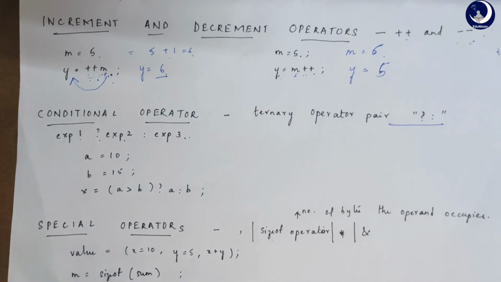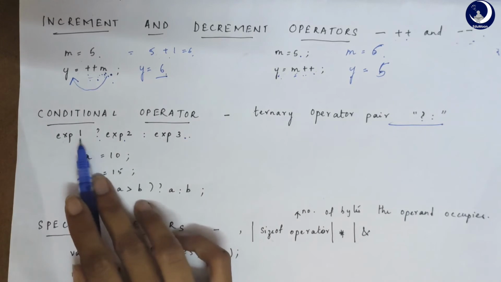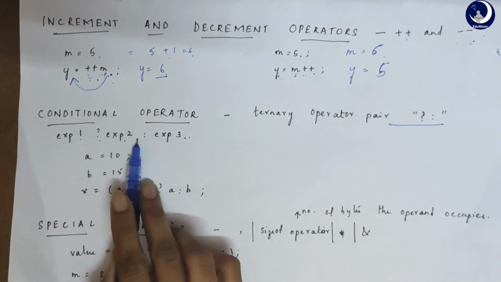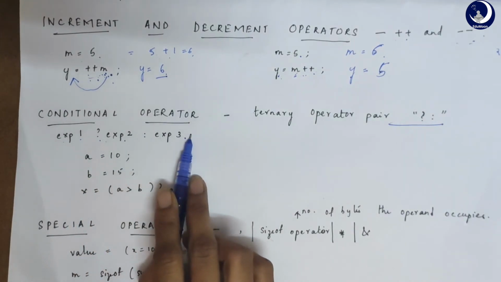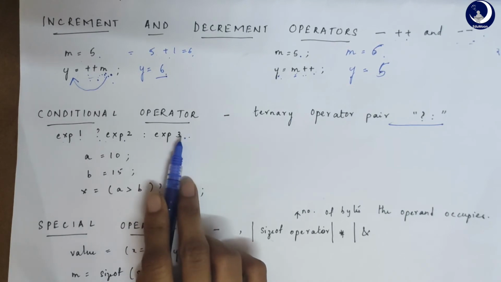Let us look at the conditional operator. The conditional operator uses the ternary operator pair to construct conditional expressions of the form expression 1, question mark, expression 2, colon, expression 3. How does this work?